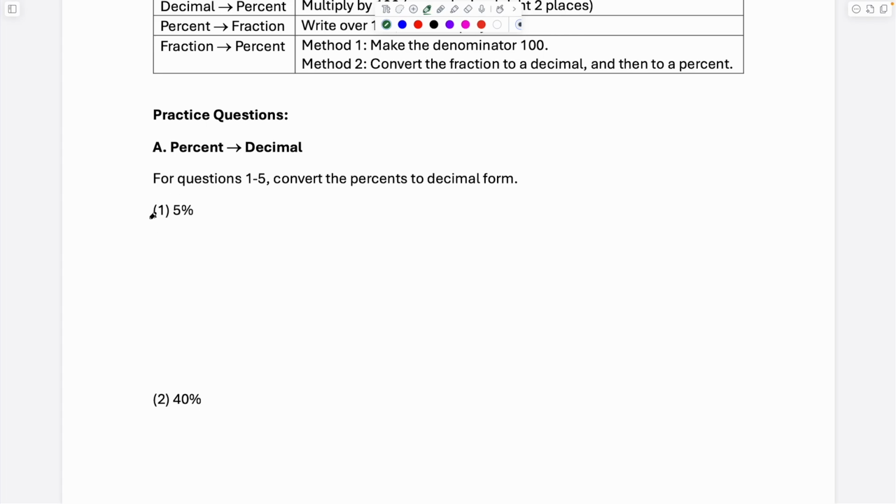And for question 1, we have 5%. So if we forget what was just written in the notes, and in the notes we said to go from percent to decimal, we just divide the number by 100. But if we forget this, we just have to think about what the definition of percent is. And percent means out of 100. So 5% we could say is 5 out of 100. So this is where the divide by 100 is coming from in the notes. It just comes from the definition of percent. And now 5/100ths in decimal form is 0.05. So this would be our solution to question 1.